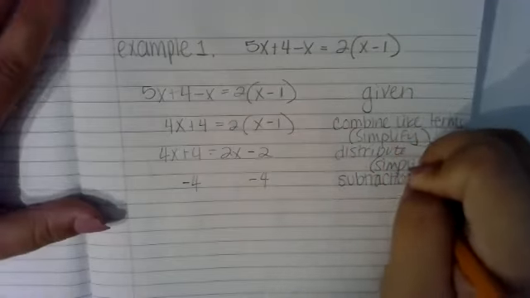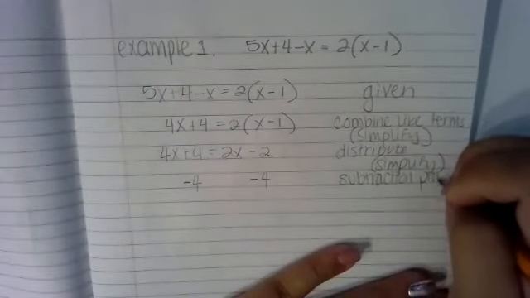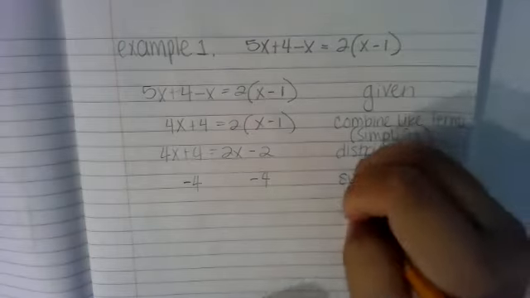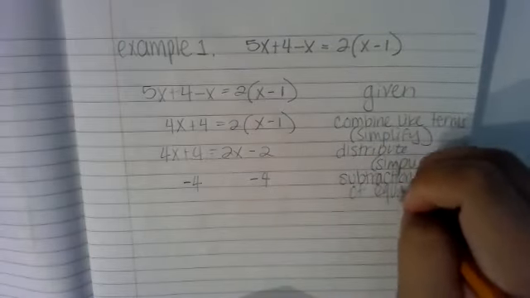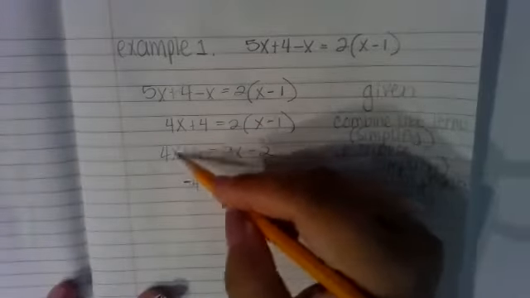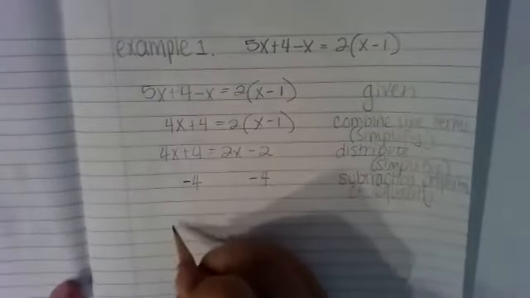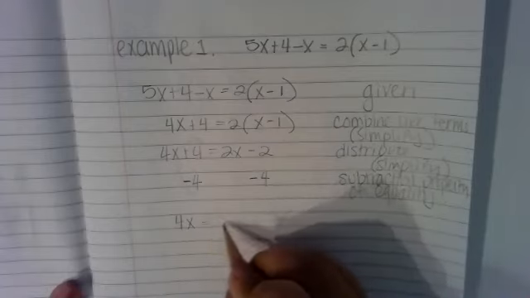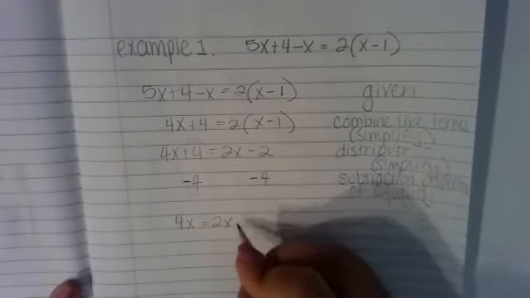Subtraction property of equality. This makes my 0 pair. So now I'm left with 4x is equal to 2x minus 6.